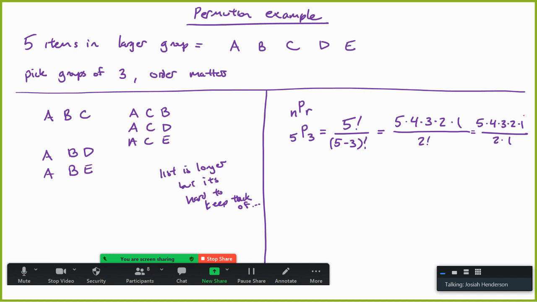So now I want to cancel whatever's matching on top and on the bottom. Remember, anything divided by itself is 1. So 1 over 1 can cancel, 2 over 2 can cancel. And what's left? 5 times 4 times 3. And what is 5 times 4 times 3? 20 times 3, so it's 60. This means there are 60 different smaller groups of 3 that we could pick from the larger group of 5.